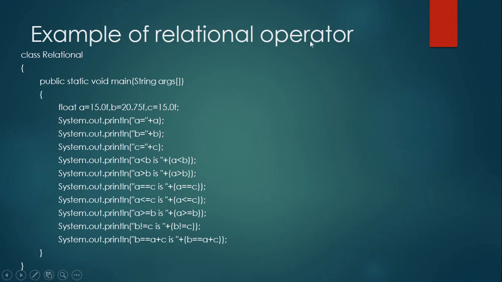Example of relational operator. Here we have float variables a, b and c. Here we are comparing the values of a and b, means a is less than b. Here we are comparing the values again, a and b, a greater than b. Here a is equal to c, a less than or equal to c, a greater than or equal to b, b not equal to c, and b is equal to a plus c. So this is the example of relational operators.